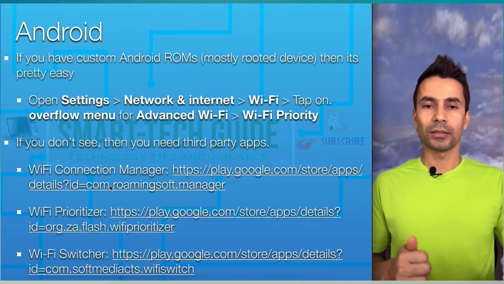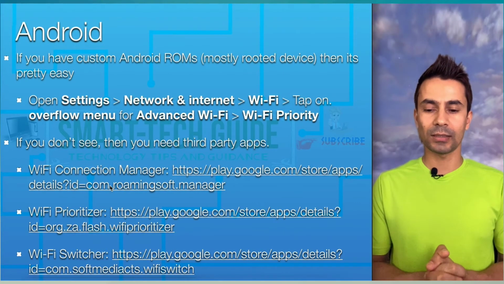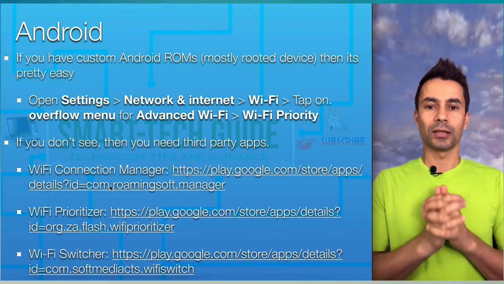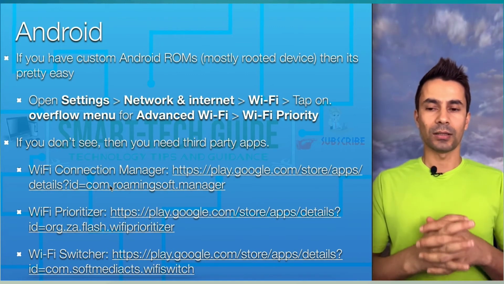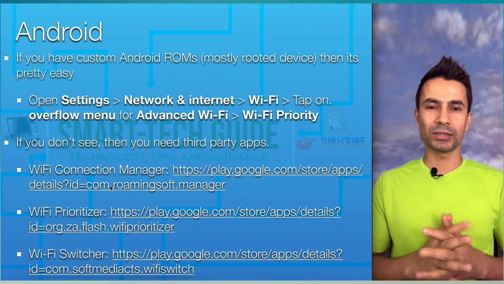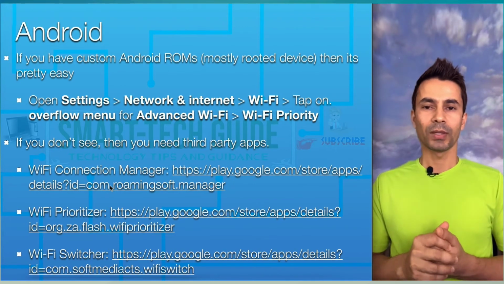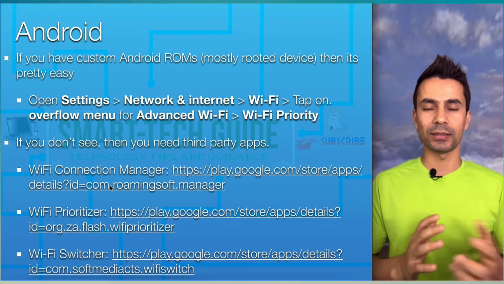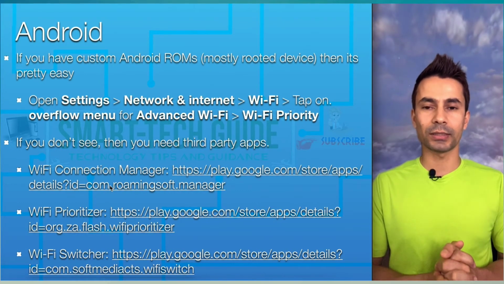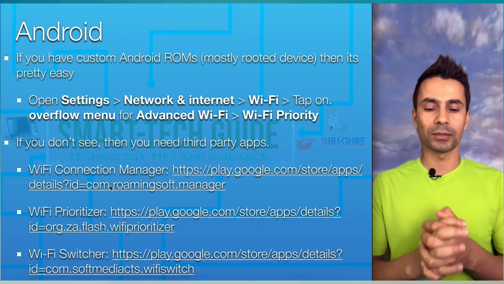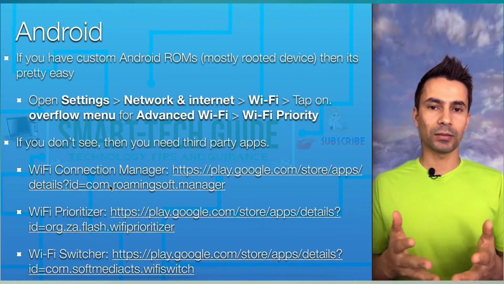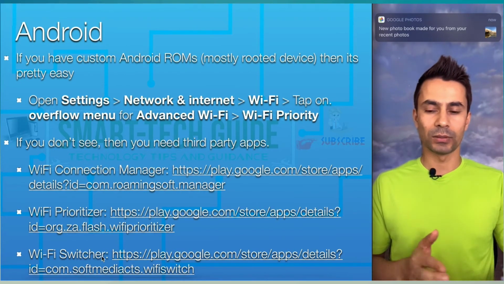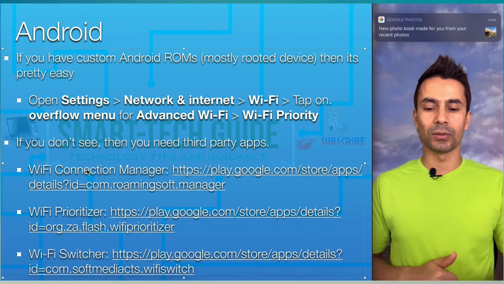First, there are so many third-party apps like Wi-Fi Connection Manager, Wi-Fi Prioritizer, and Wi-Fi Switcher. You may choose any one. Almost all of these apps do almost the same job. Only the user interface will be different, and a couple of features here and there. Most of the main job, prioritization, they will do the same. You don't have to worry, but I'll suggest you Wi-Fi Connection Manager.